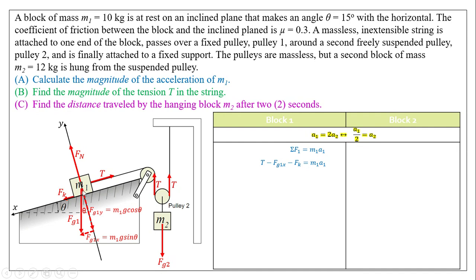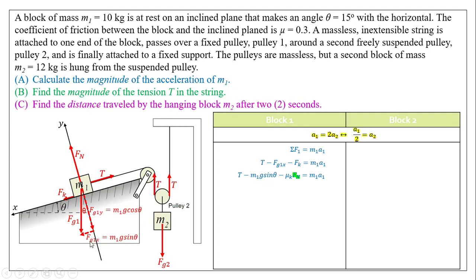So if you look at m1, there are 3 vectors on the x-axis: T, which is going to cause it to go up the slope. At the same time, F of k points down slope, F g1x points down slope. Hence, I have T minus F g1x minus F of k. And keep in mind that I've already taken care of the negative signs here for you, okay? And that equals m1a1. Emphasized again, for these types of freely suspended pulley systems, they accelerate at different rates, so you need to use subscripts for acceleration.